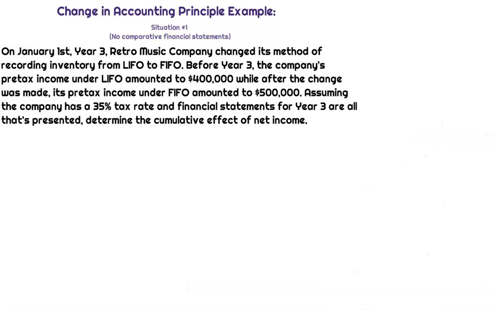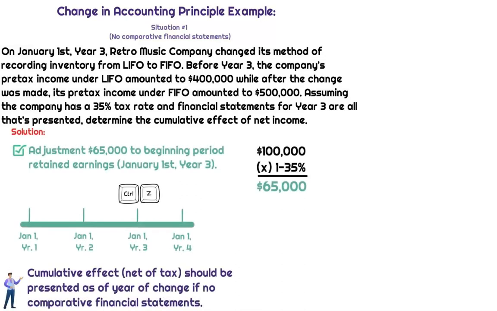All right, so before year 3, the company's pre-tax income under LIFO amounted to $400,000, while after the change was made, its pre-tax income under FIFO amounted to $500,000. So we're going to assume that the company had a 35% tax rate, and we're only showing the financial statements for year 3. So we want to determine the cumulative effect to net income. All right, so the adjustment is $100,000. Okay, so in the event that we used LIFO, it was $400,000, but after we switched to FIFO, the amount was $500,000. Okay, so the net impact was $100,000.